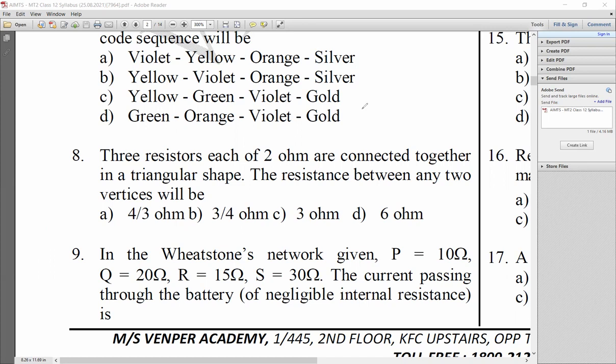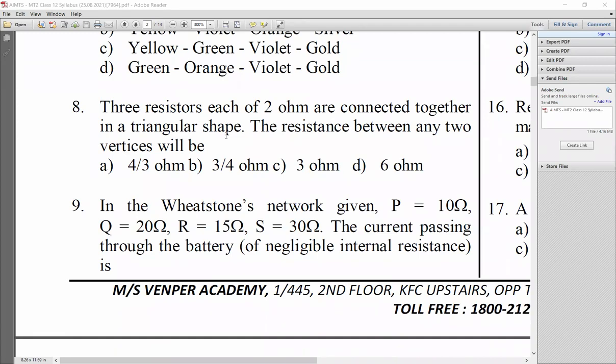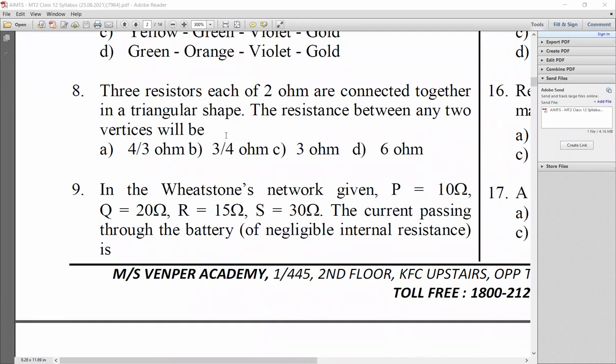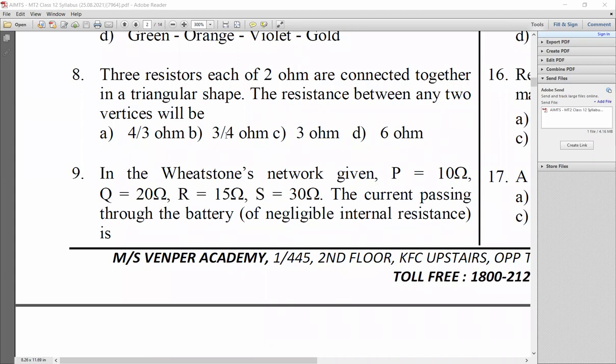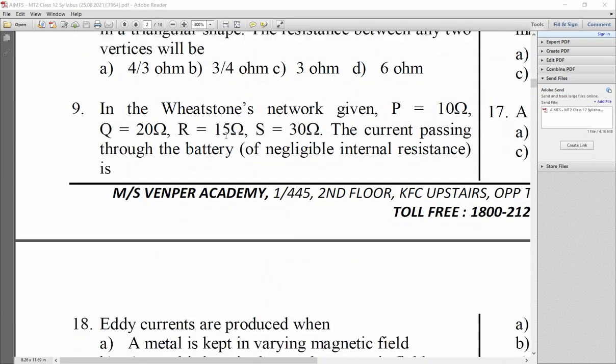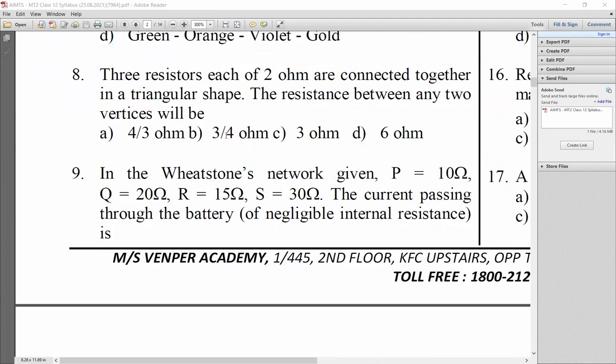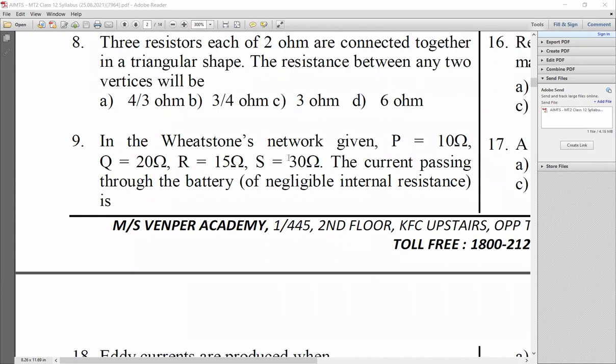Question number 9. In a Wheatstone bridge network, given P is equal to 10 ohm, Q is equal to 20, R is equal to 15, S is equal to 30. The current passing through the battery is. So question number 9, I'll solve it here. P is equal to 10, Q is equal to 20. This is 15, this is 30.